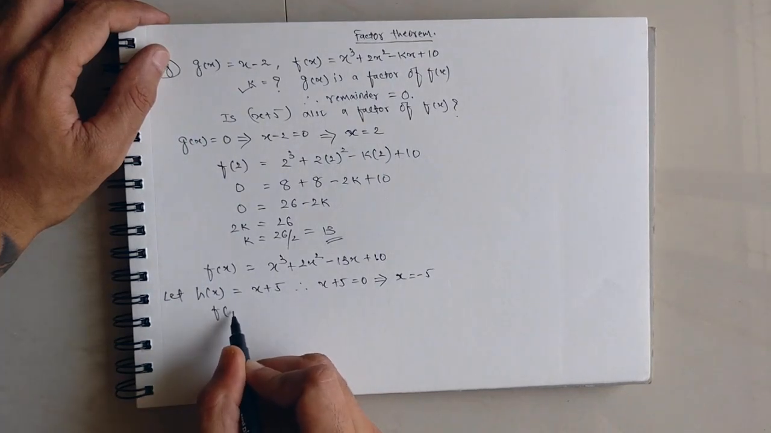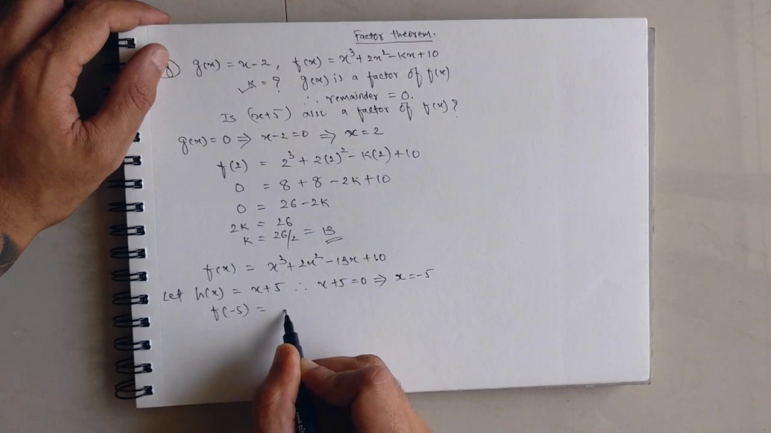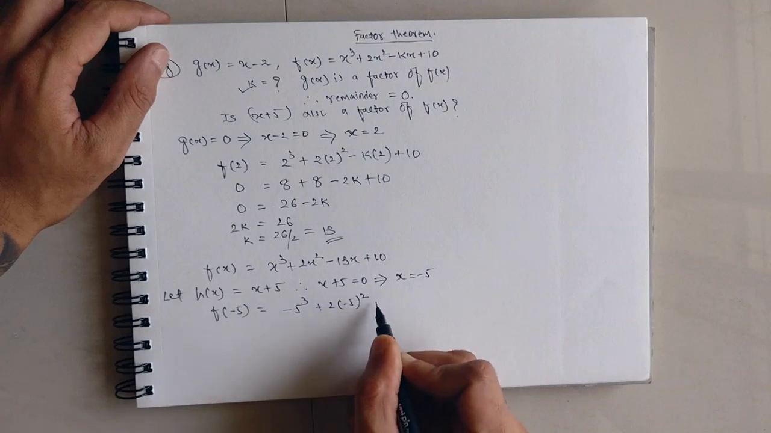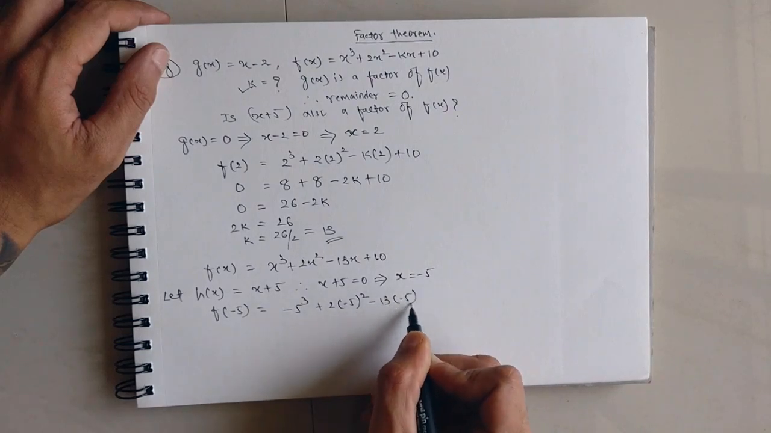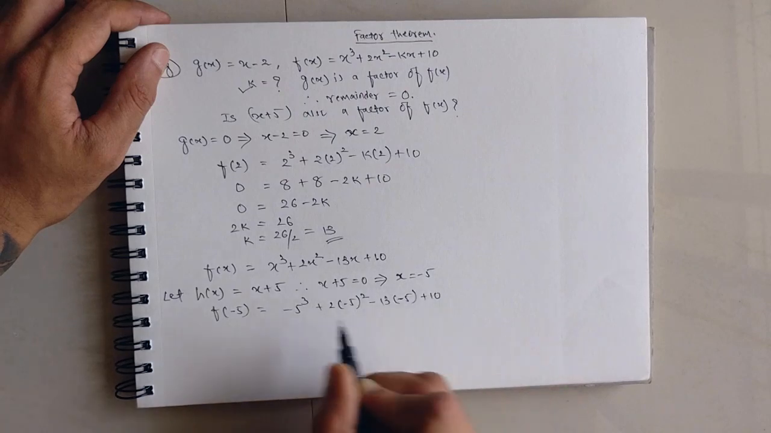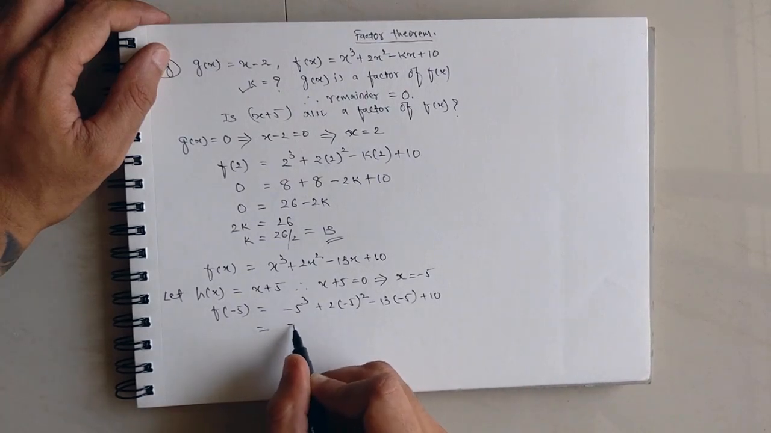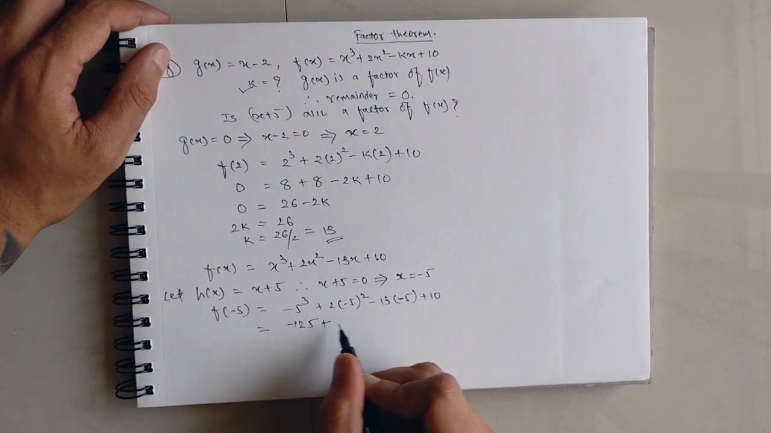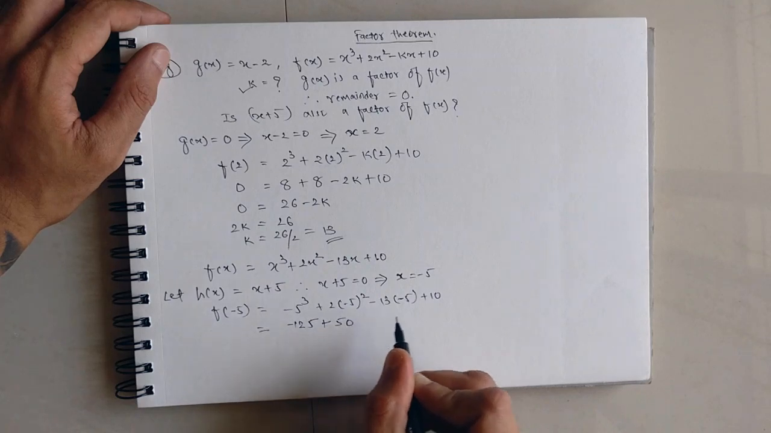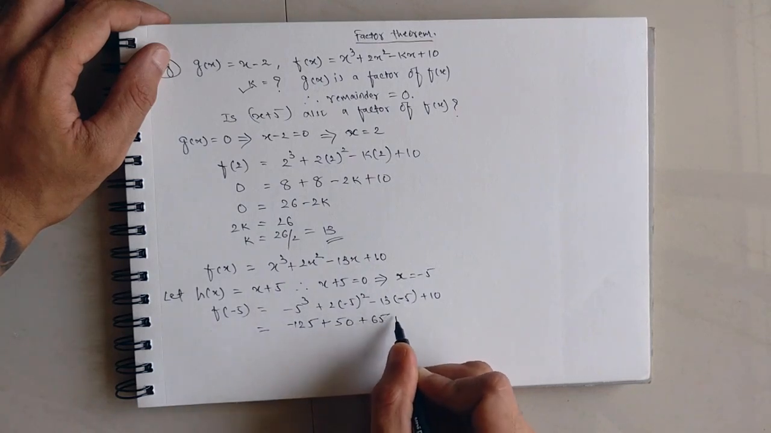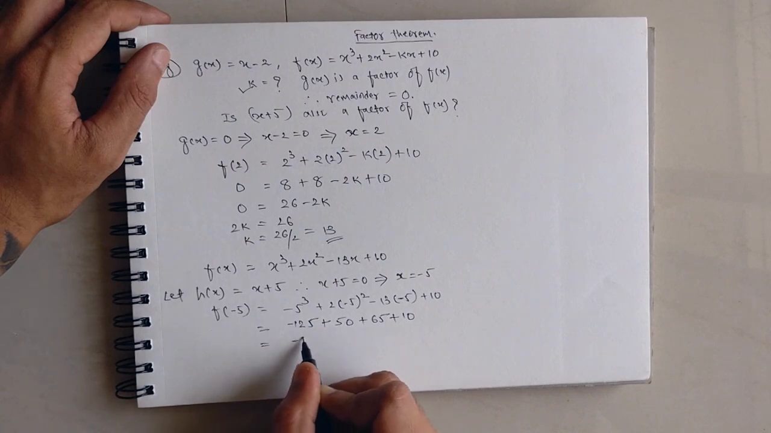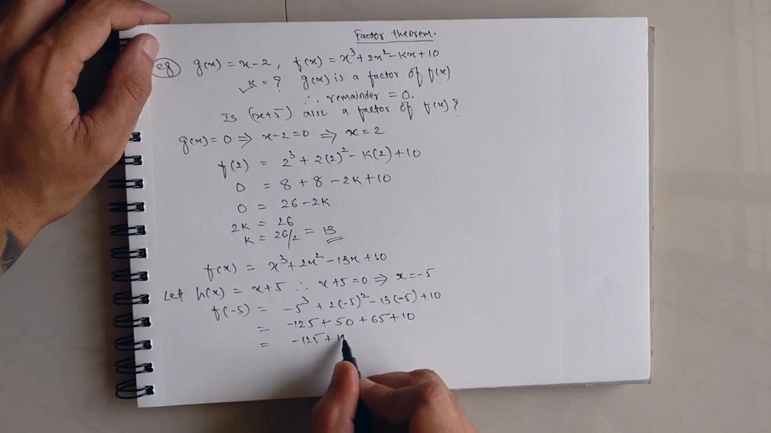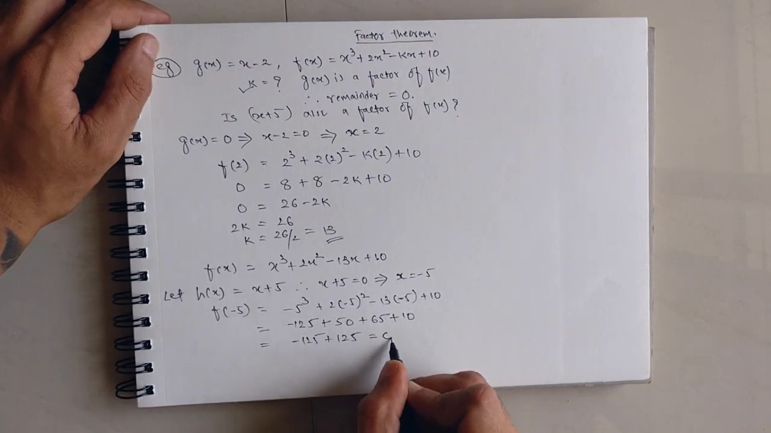So f of minus 5 is equal to minus 5 cube plus 2 into minus 5 square minus 13 into minus 5 plus 10. So here what will I get? Minus 125. Here I will get 25 2s are, that is 50. Here I will get plus 65 and here I will get plus 10. So minus 125, 50 plus 65 is 115 plus 10 125. So minus 125 plus 125 is 0.